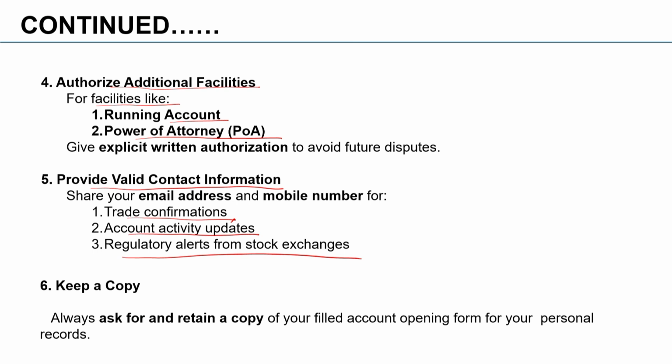So you need to share a verified email address and a phone number of yours so as to have information about these different updates. Next one is you need to keep a copy of the application form with you so as to reconfirm any kind of personal records that you have already presented with the different formats from where you want to open your account.